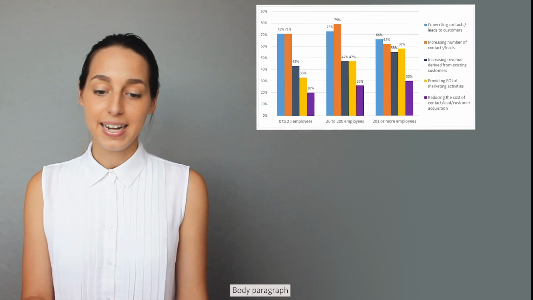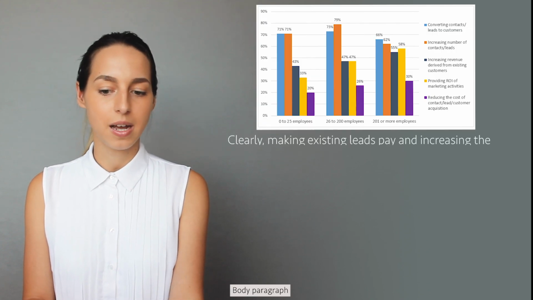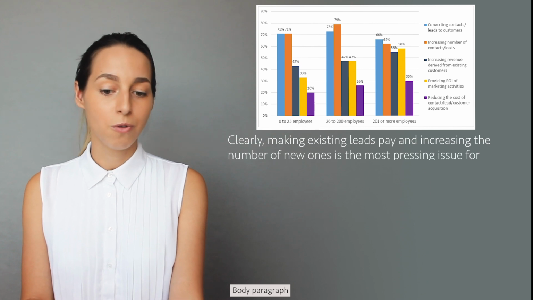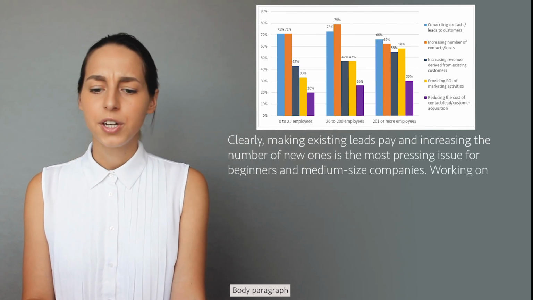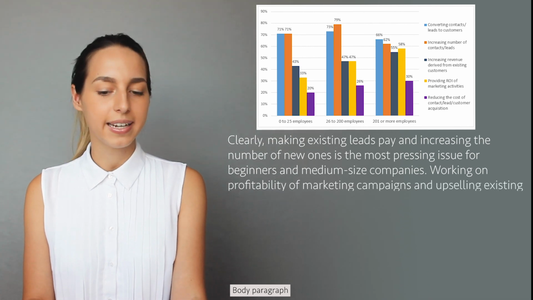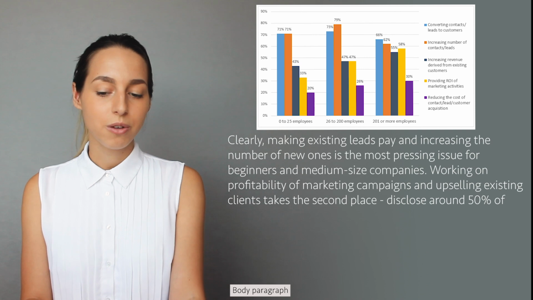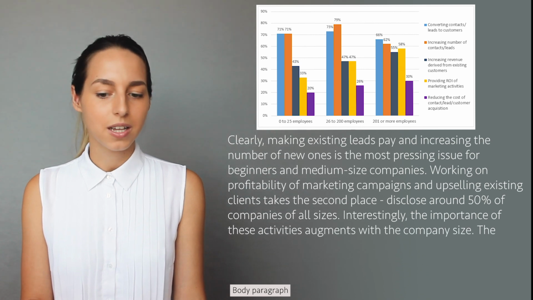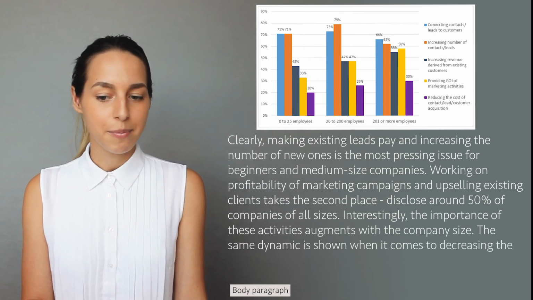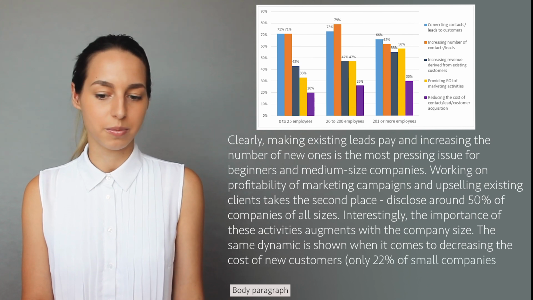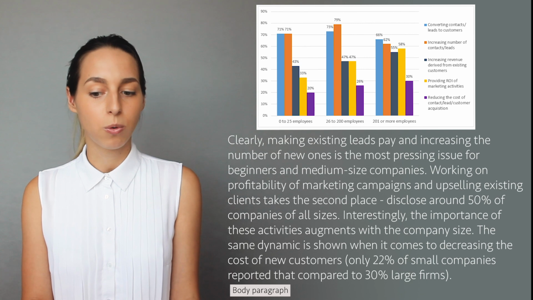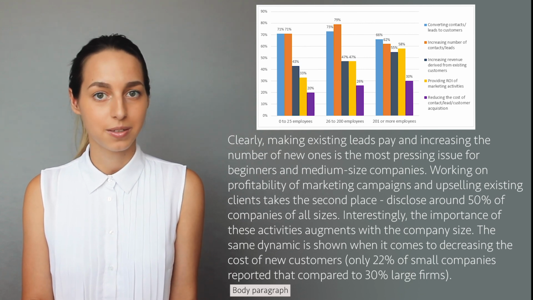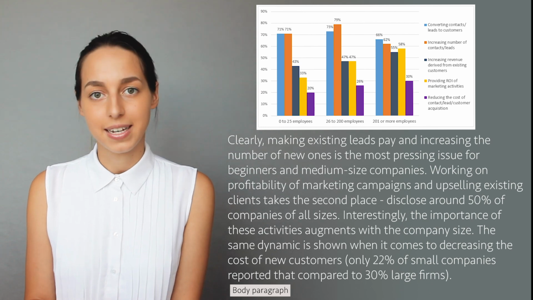And in our last body paragraph, we're going to bring a little bit more analytics to the table, and that's how I structure it. Clearly, making existing leads pay and increasing the number of new ones is the most pressing issue for beginners and medium-sized companies. Working on profitability of marketing campaigns and upselling existing clients takes the second place, disclosed around 50% of companies of all sizes. Interestingly, the importance of these activities augments with the company size. The same dynamic is shown when it comes to decreasing the cost of new customers. Only 22% of small companies reported that, compared to 30% of large firms. And this is the closing of my essay for now.